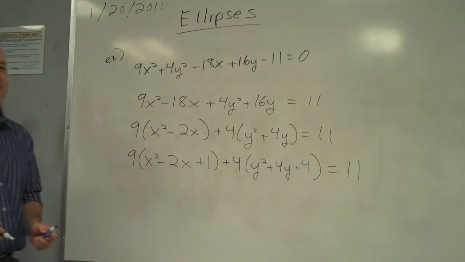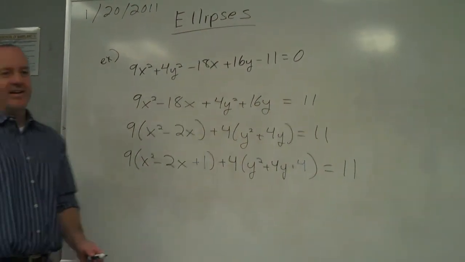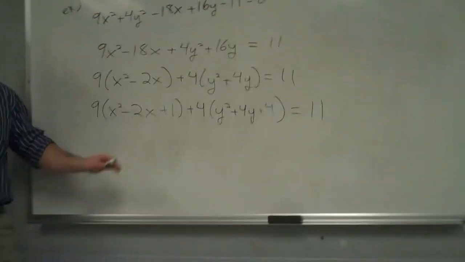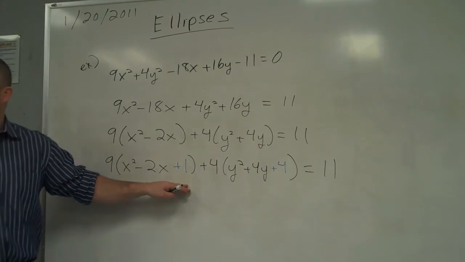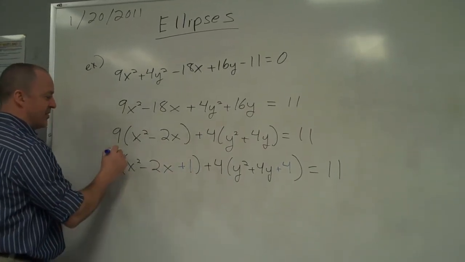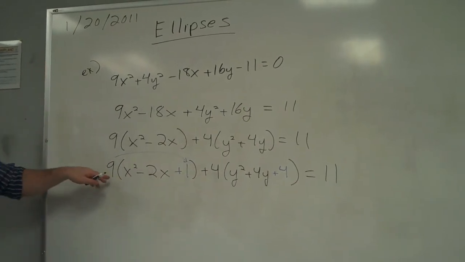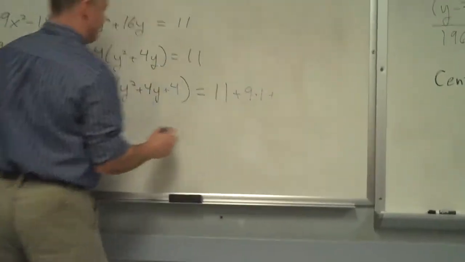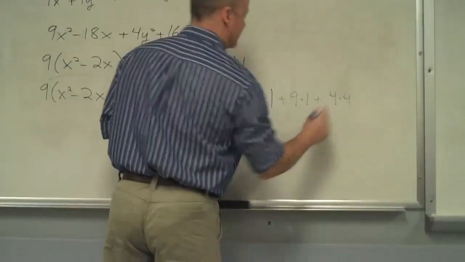Now what do I have to add to the other side? 9 and 16. Yes, okay. I did not actually add 1 here. It looks like I added 1, it will behave like I added 1. But this 1 is inside of parentheses and outside of parentheses we have a times 9. So what I really did was I added 9 times 1. So this is plus 9 times 1 plus 4 times 4 to the other side.